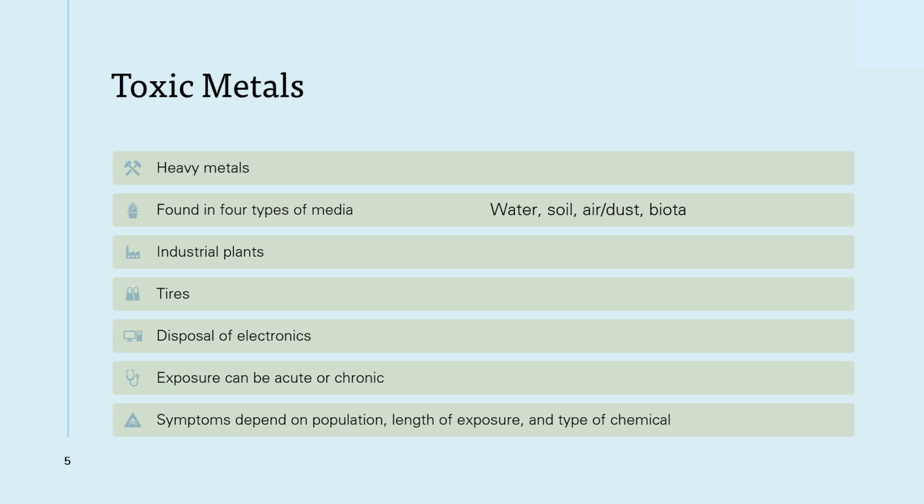Exposures to toxic metals can be either acute or chronic. Chronic exposure to toxic metals is usually found within occupations or people that are exposed over and over again. Acute exposures happen once or a lot less frequently. The symptoms actually depend upon the population, the length of exposure, and the type of chemical. There are vulnerable populations when we think about toxic metals that we should be most concerned with. This frequently includes children from a developmental standpoint, older adults from a fragility standpoint, and then pregnant women because of the development of the fetus.